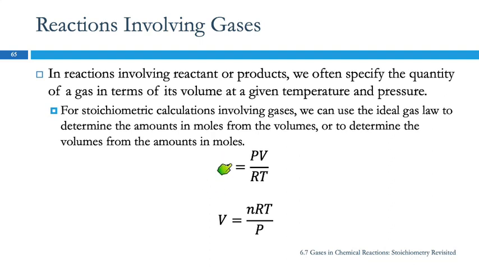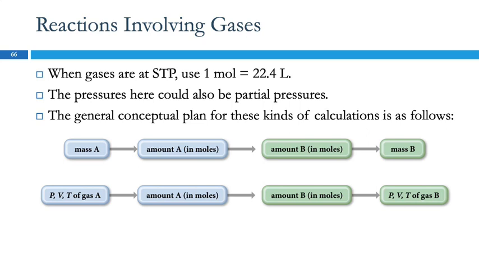So the moles would equal the pressure times the volume divided by RT, or if we need to determine the volume at the end, we can use this rearrangement of the ideal gas law. When gases are at STP, it's much simpler because then we can use the molar volume of a gas. So if the problem is talking about this occurring at STP, you should do a little happy dance because it's going to be a lot easier.